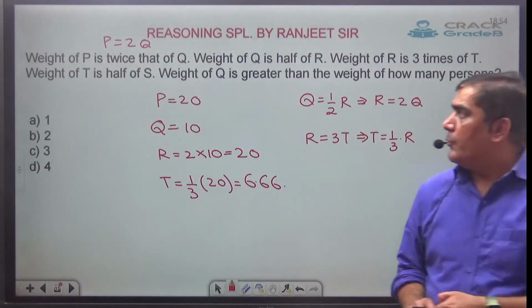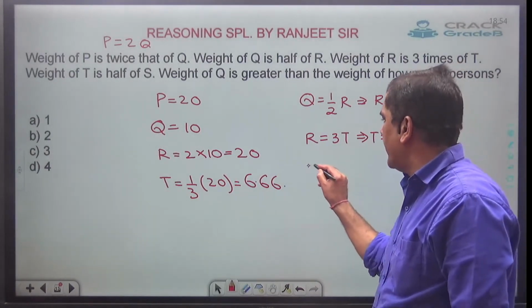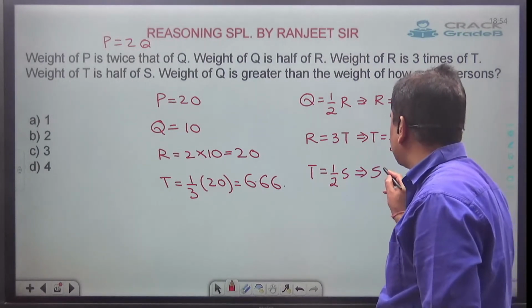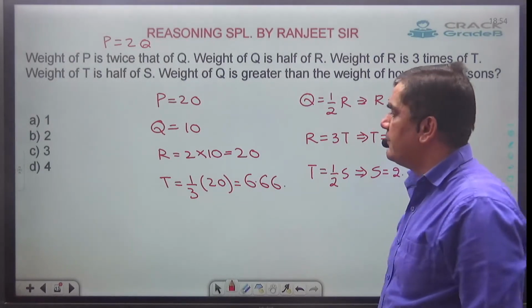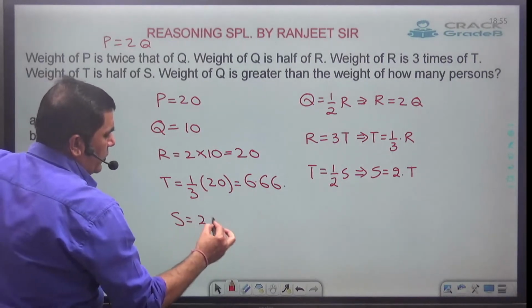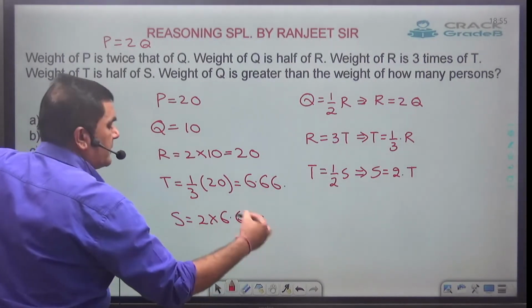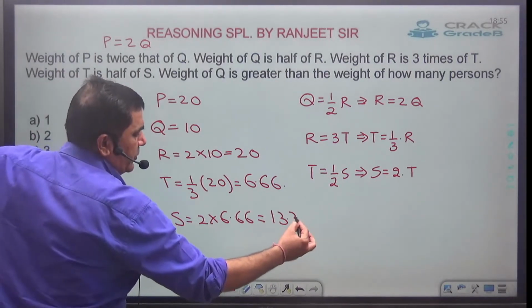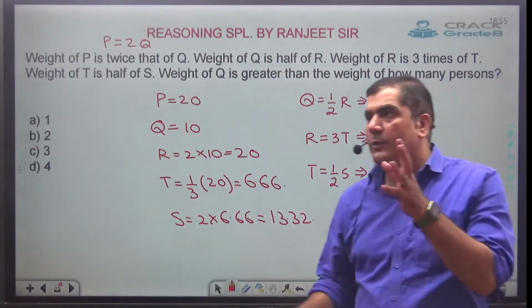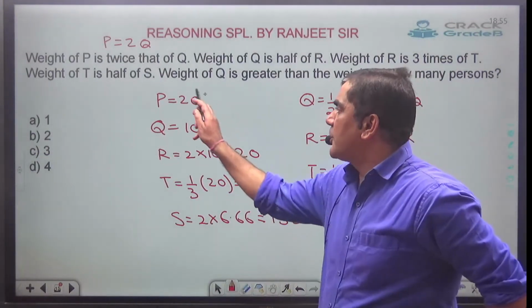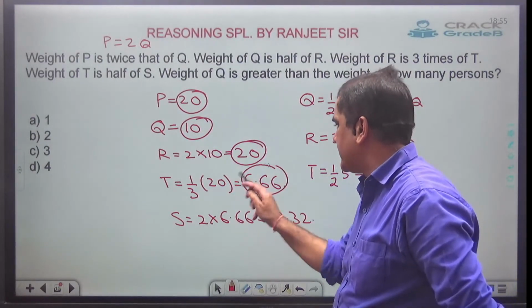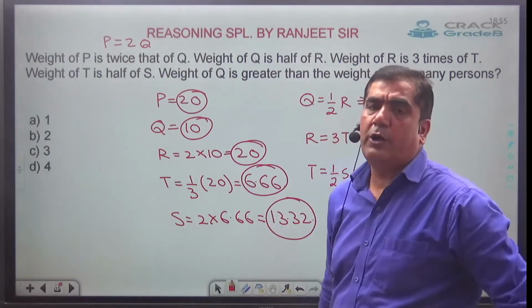Clear? Next one. Weight of T is half of S. So S will be twice of T. T is given to be 6.66, so S will be 2 into 6.66, which approximately comes out to be 13.32. So I got the weights of P, Q, R, S, T. P comes out to be 20, Q comes out to be 10, R comes out to be 20, T comes out to be 6.66, and S comes out to be 13.32.